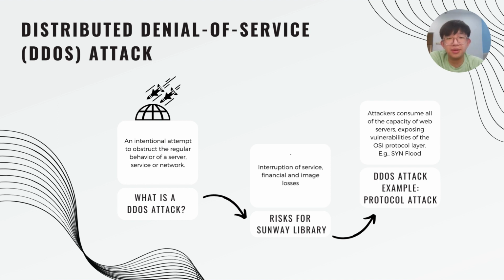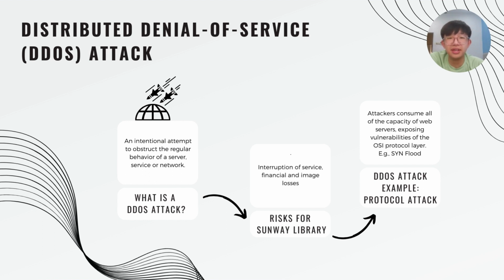Sunway Library's cloud servers store much important and private information like its research databases and online catalog. The attacker can launch an attack by overloading the servers with a large amount of requests through the deployment of a botnet or several hacked devices, making the server unresponsive and overloaded. This makes the library's online resources inaccessible to its authorized users, causing an interruption of service and possible financial and image losses. An example of a DDoS attack is a protocol attack.